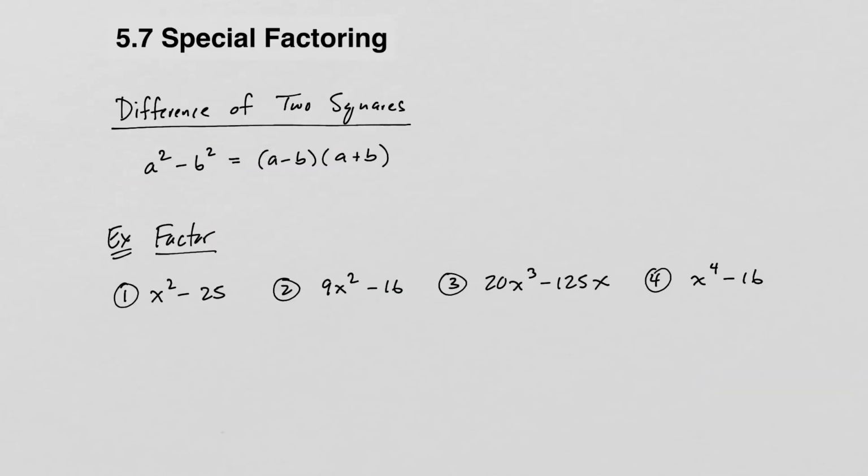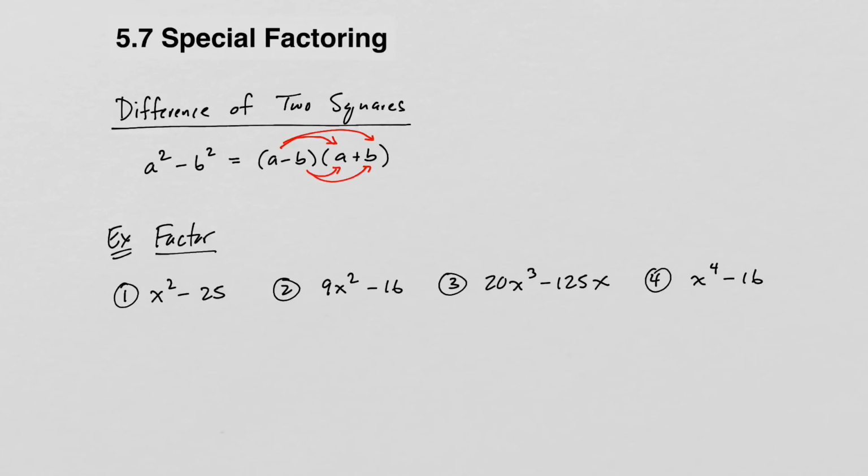There's basically two types of special factoring that we look at in this section. The first type is called the difference of two squares. And the difference of two squares, a squared minus b squared, always factors as a minus b times a plus b. And if you don't understand that, you can simply multiply this out to verify that this is actually true.